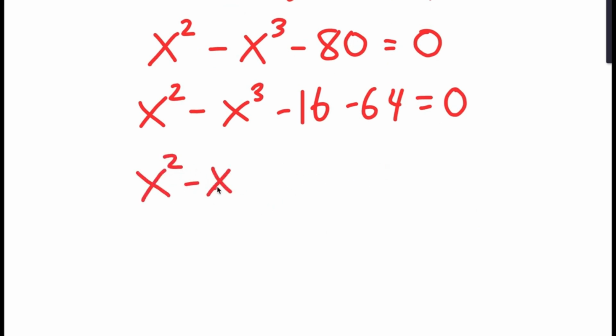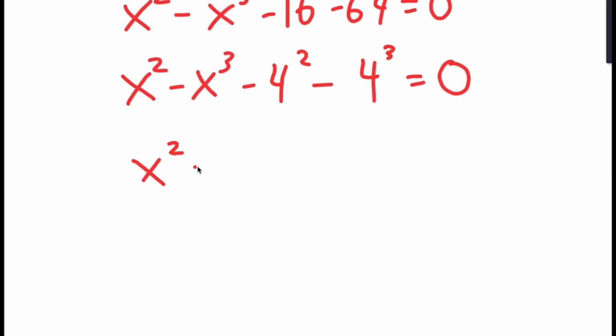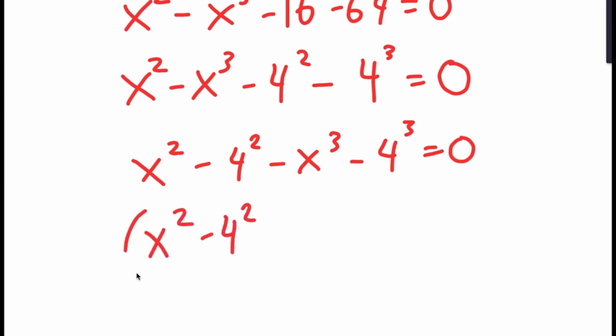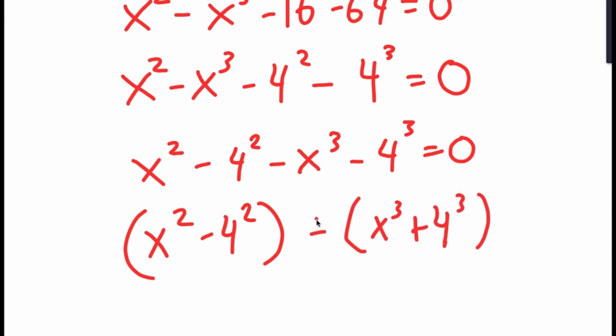Now I'm going to first rewrite negative 16 as negative 4 squared, and negative 64 as negative 4 to the power of 3. And I'm going to group x squared with negative 4 squared and x to the power of 3 with negative 4 to the power of 3. So now there's two properties that I'm going to use. And before that, I'm going to write this as x squared minus 4 squared, and I'm going to group this minus x to the power of 3 plus 4 to the power of 3. We put this plus because this negative sign distributes.